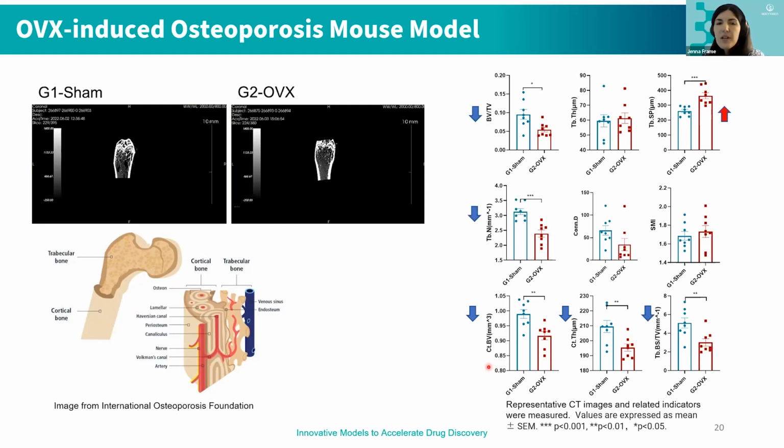And in this particular experiment, there were no significant changes in the structure model index, or SMI, or connectivity of the trabecular structures, although there are some trends present. So altogether, the significant reduction in bone volume is indicative of osteoporosis-like disease in these mice.